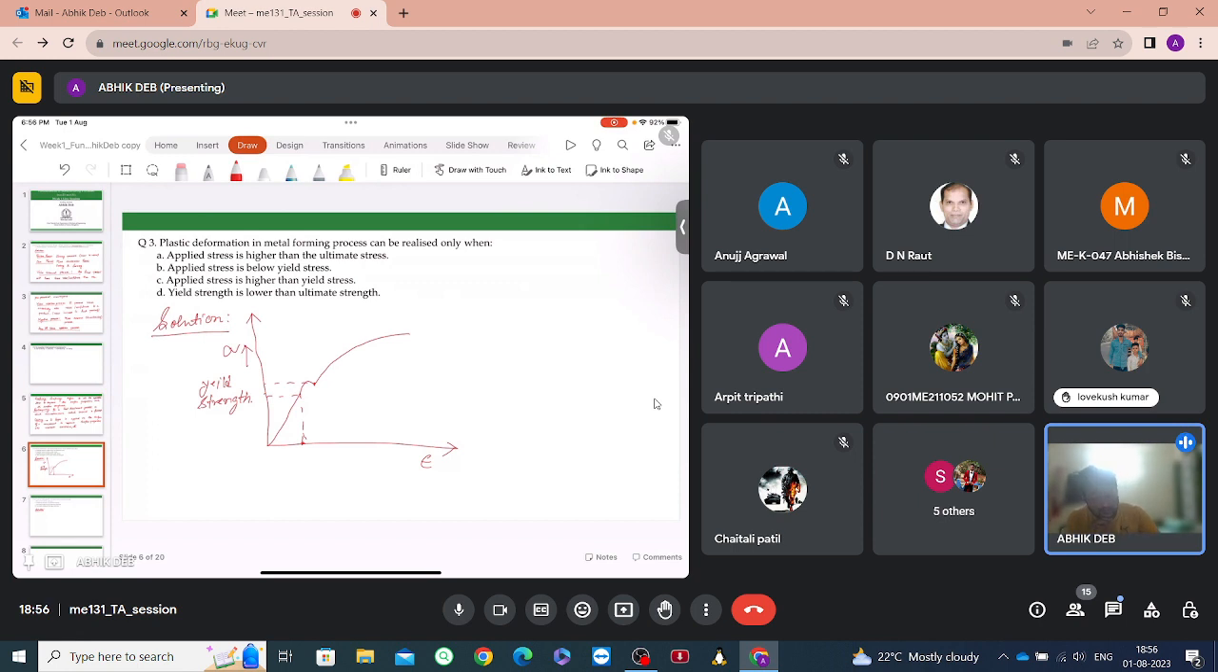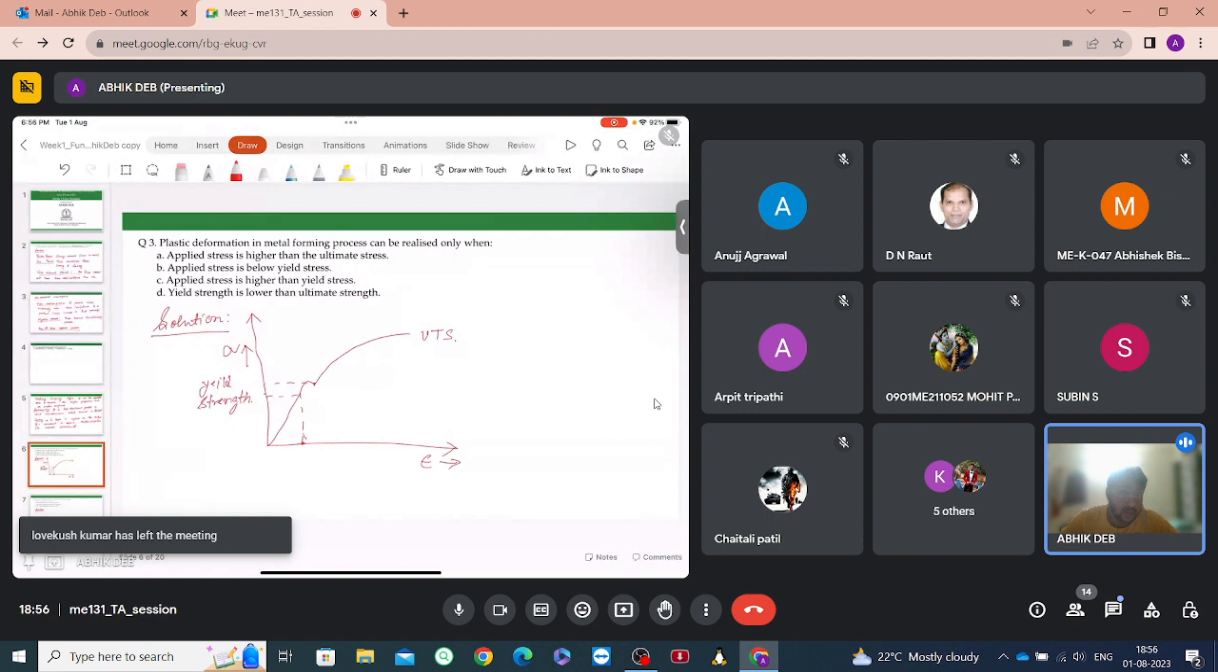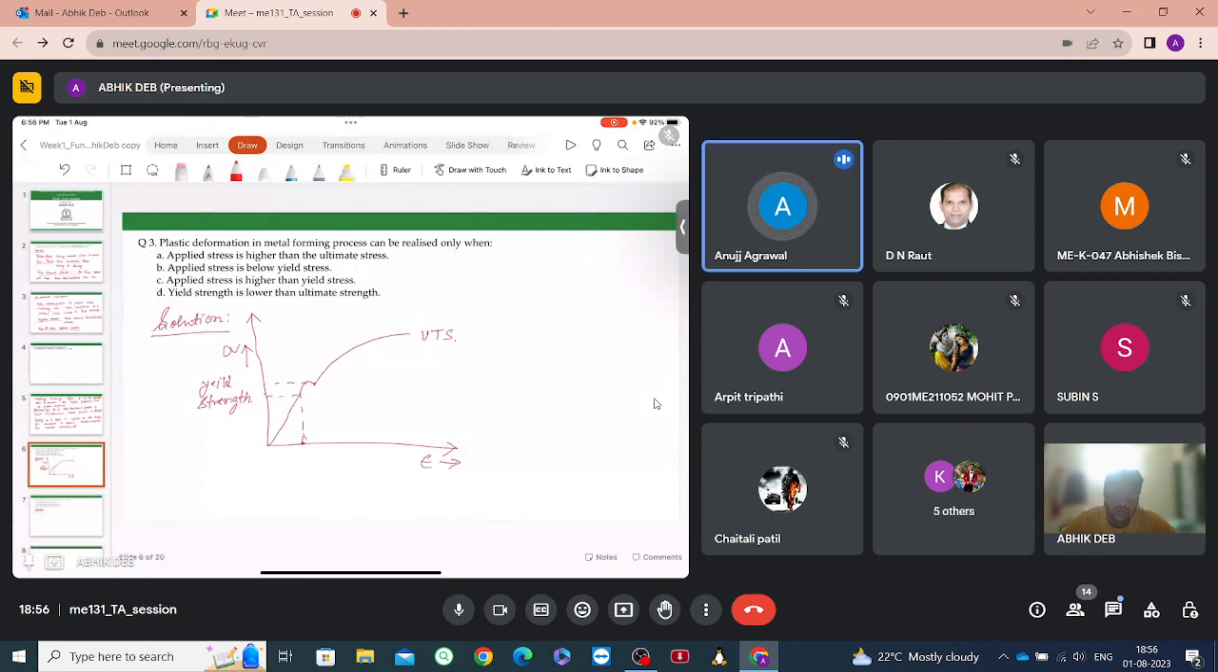And what is the ultimate tensile strength? The material will be deformed. Yes, Anuj is correct. Material will be deformed, meaning plastic deformation will be started. After yield strength, plastic deformation starts, but UTS will be the maximum strength. So what happens after UTS? Fracture occurs. So ultimate tensile strength is the point after which the material fractures. From yield strength to ultimate tensile strength is the plastic deformation zone.